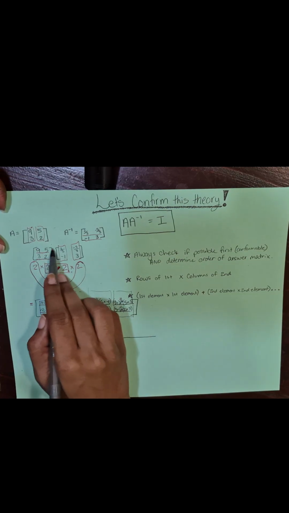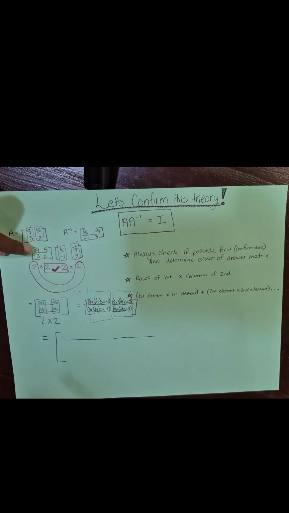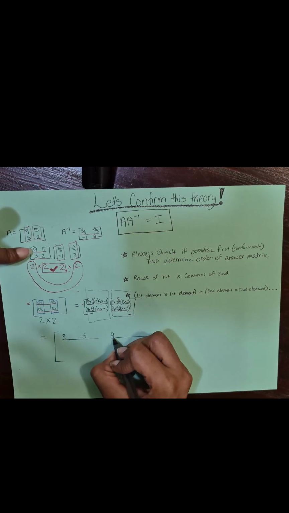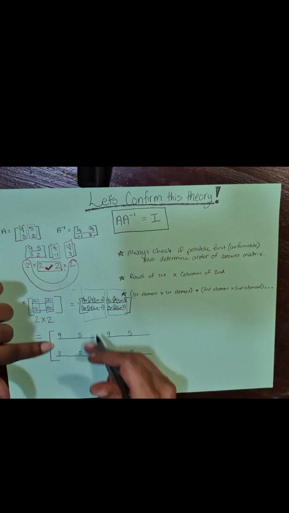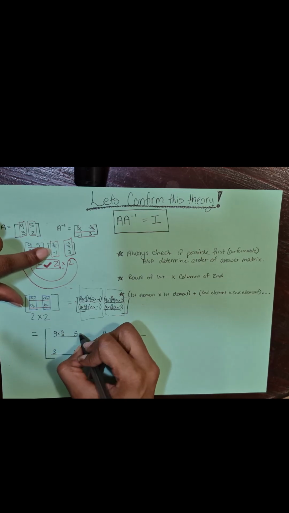So on my first row, I should have the numbers that are in the first row of the first matrix. So that's 9 and 5. So on my first row, I should have first row things, 9 and 5. And on my second row, I should have second row things, which are 3 and 2. Now in my first column, I should have first column things. So that's going to be 2/3 and -1.